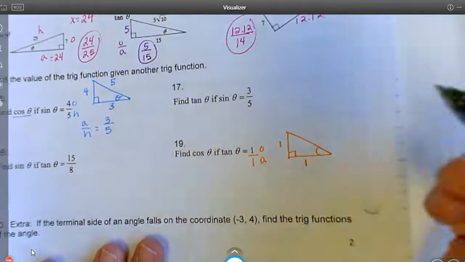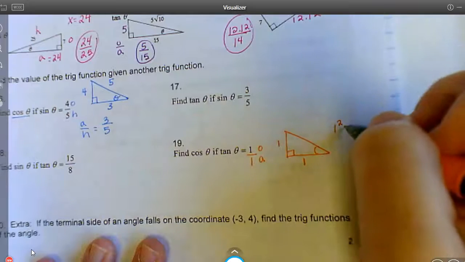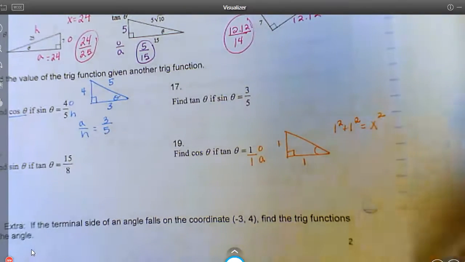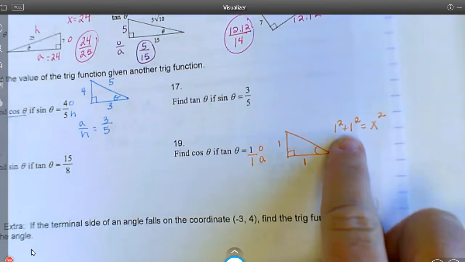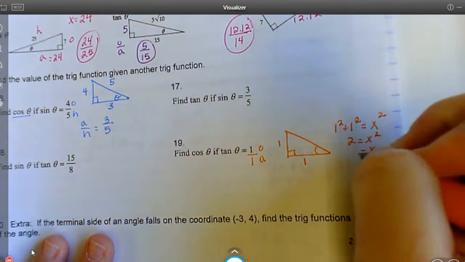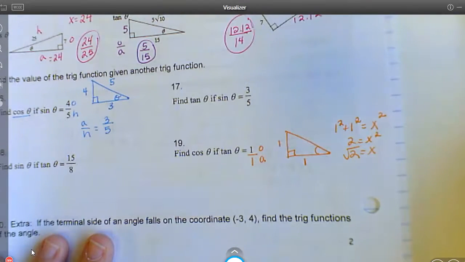So I'm going to again do the Pythagorean Theorem. 1 squared plus 1 squared equals x squared. Notice on this one I don't subtract, because these are both the legs. So I'm going to add and then take the square root. Because it's a 2, I'm going to leave it as square root of 2.